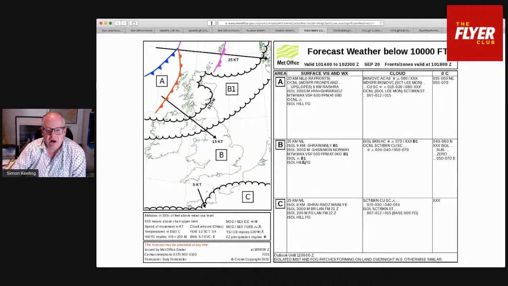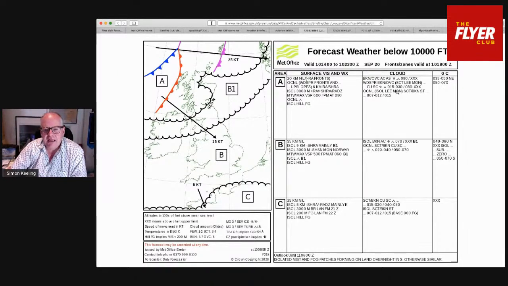Area B, I've got isolated turbulence, and it's telling me here, look, ISOL. So that's isolated turbulence in area B1. So in this area, I've got isolated turbulence as well. Yes, it's not going to be in the area I'm flying if I'm going to be flying in area B, but I know that that is there. So that's the first flag that I've got going up.